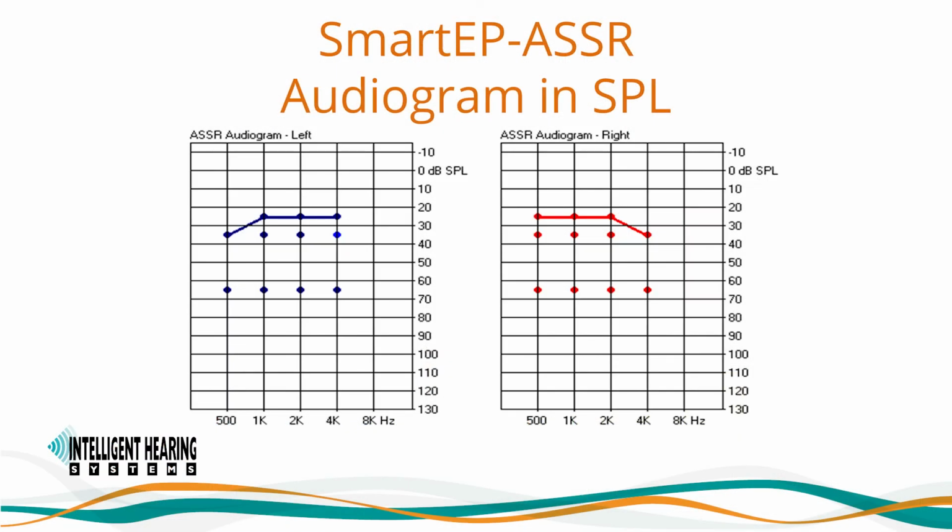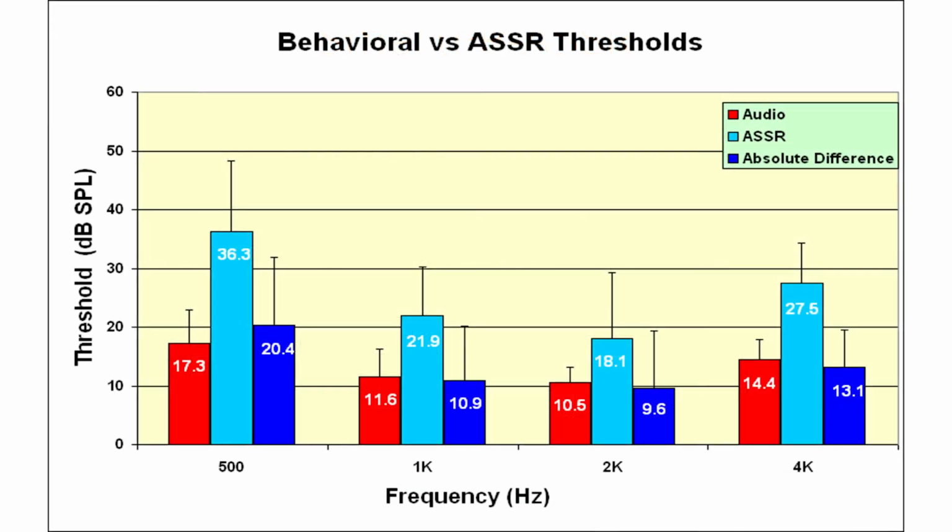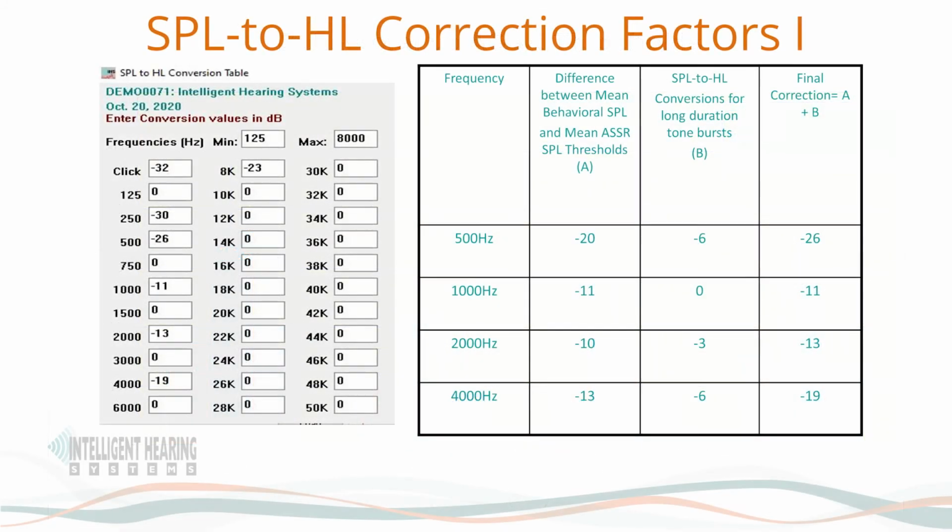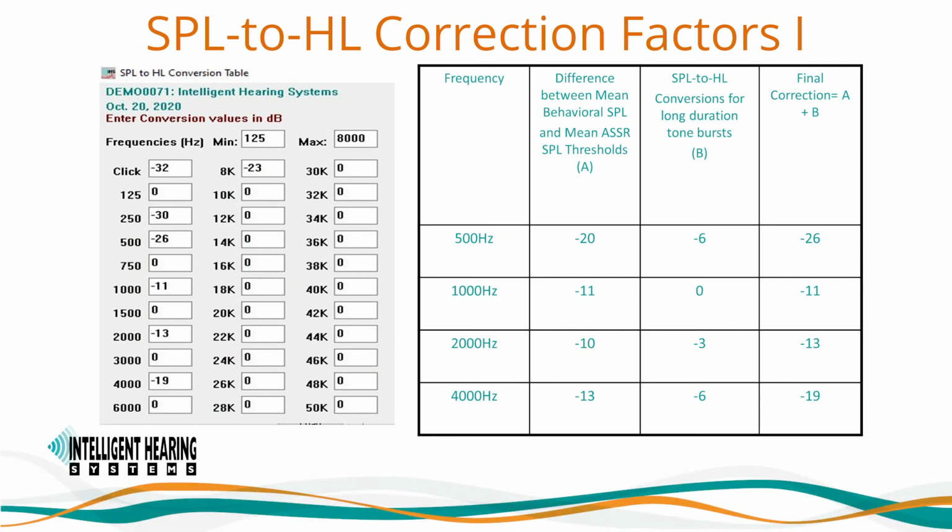Now let's discuss correction factors. The SmartEP-ASSR software tests directly in SPL. This is done to facilitate hearing aid fitting. Yet there is still a need to present the data in HL to compare the ASSR results to the audiometric results. Based on IHS's study comparing behavioral threshold versus ASSR threshold, absolute threshold differences were obtained as shown in this graph. To those differences, we add the SPL to HL conversion factors for long-duration tone bursts to obtain the final correction values for SPL to HL.